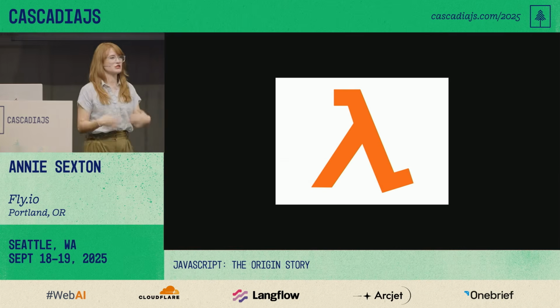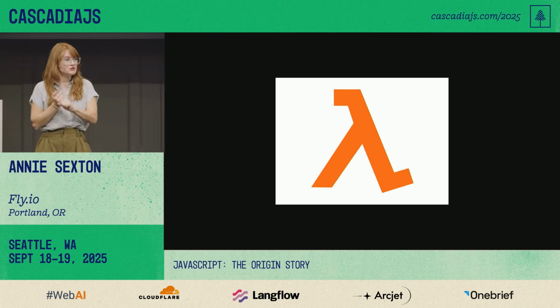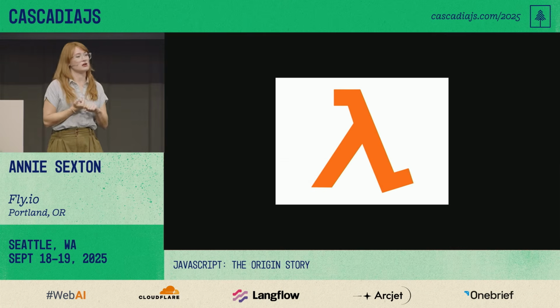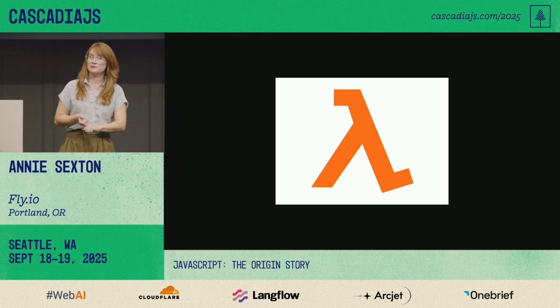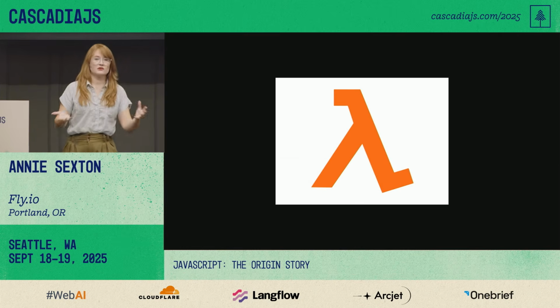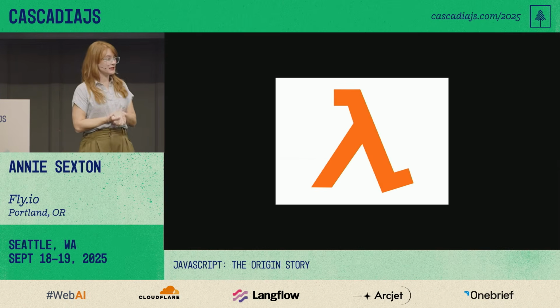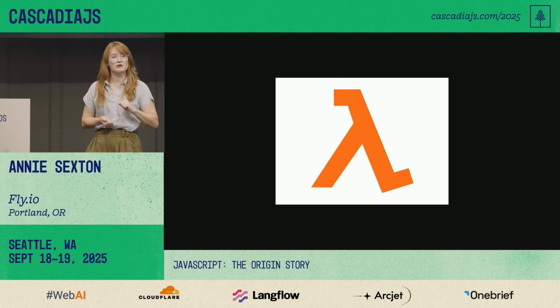JavaScript was the first language to be used for serverless, and with good reason, right? Node.js has a relatively fast startup time. It's a lightweight runtime. It's very widely used, and it's event-driven. It's great for the job. I don't think that serverless would have seen the success that it did had they chosen a different language to start with.